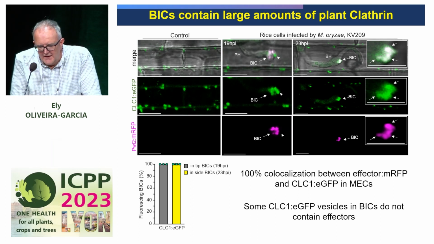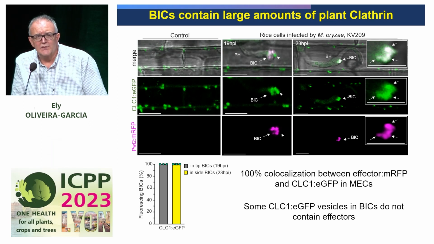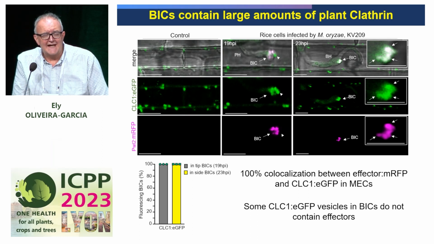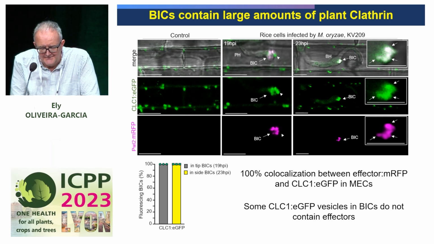If we then localize clathrin light chain-GFP, then we can begin to see that there is an association of clathrin with BIC structures too, and indeed with MECs. So we see a very strong co-localization between any cytoplasmic effector that we've looked at, when we've tagged that to a fluorescence marker, and this rice line expressing clathrin light chain.